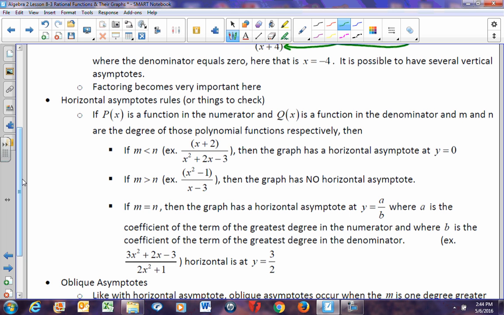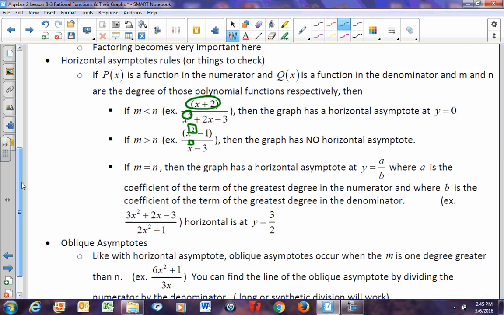Notice the degree here is 1. This has a degree of 1 because the leading term is 1. Here this has a degree of 2. So that means that m is less than n, because the degree here is 1, the degree at the bottom is 2. Then the graph has a horizontal asymptote at y equals 0. If m is greater than n, notice on the second one, I have a degree of 2. This is a degree of 1. 2 is greater than 1. If the numerator has a higher degree than the denominator, there will not be a horizontal asymptote.